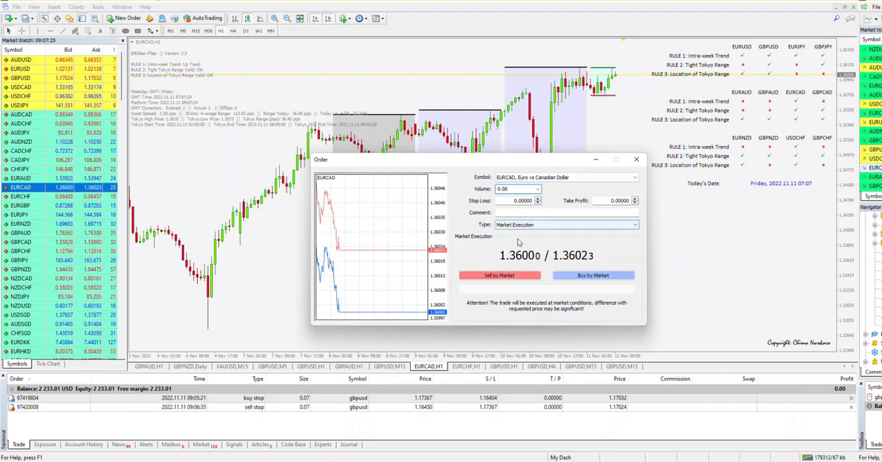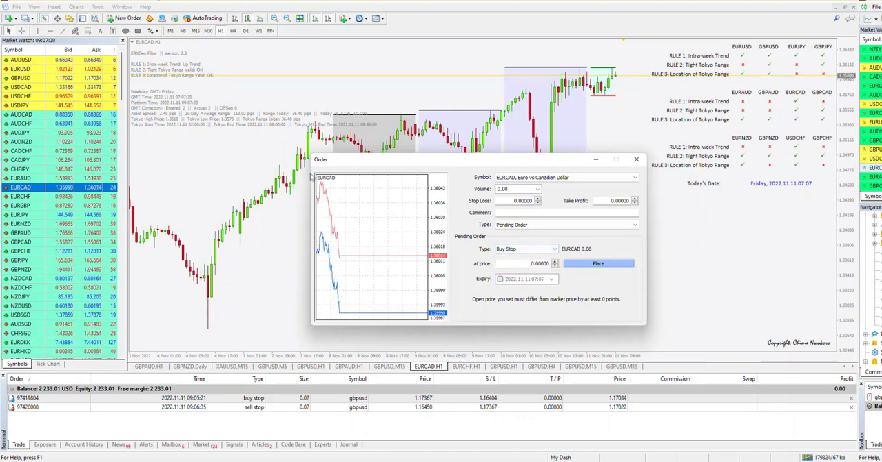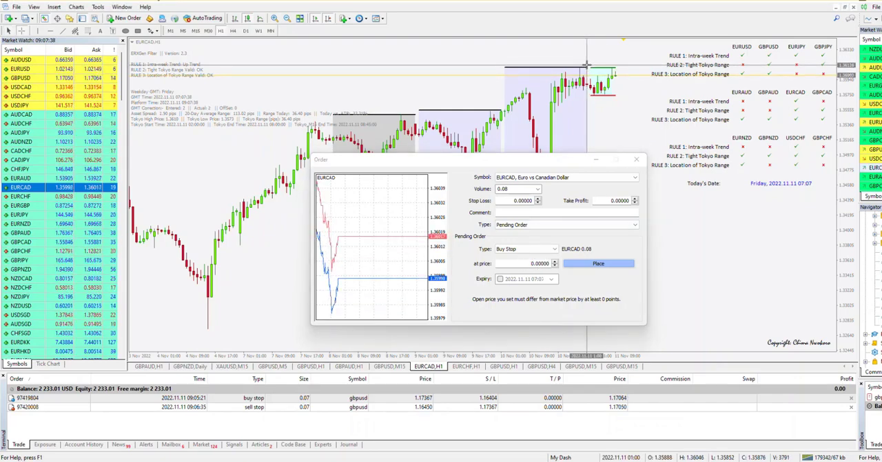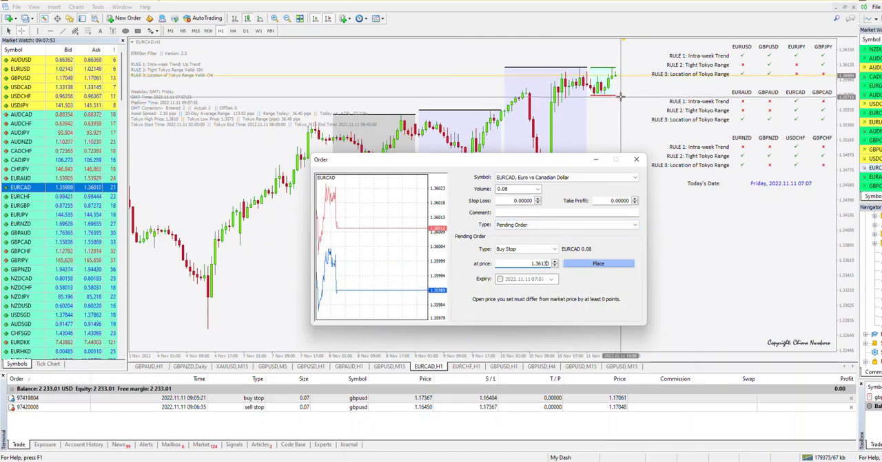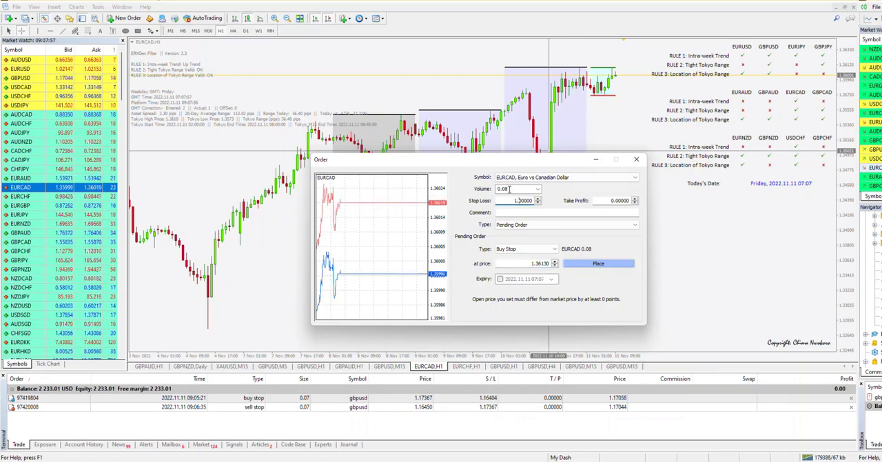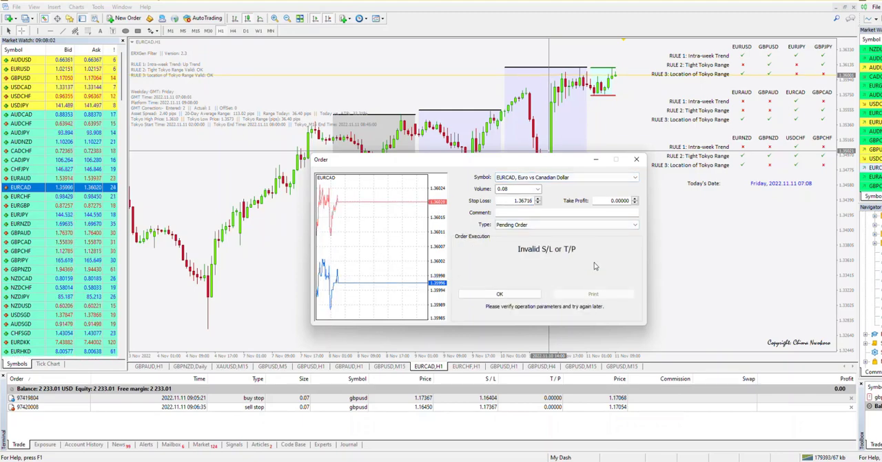Now, because I'm recording this, I'm taking a bit of time. It should really take you less time. Buy stop 1.3612. Let's see what this is here. Okay, 1.3613. And then my stop loss will be 1.36716. So I place it.